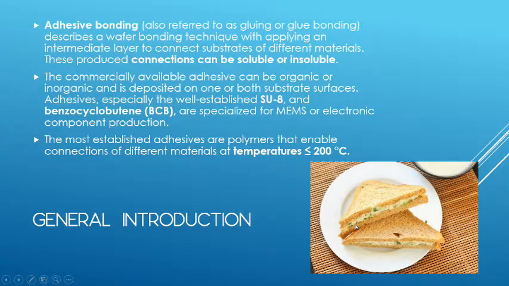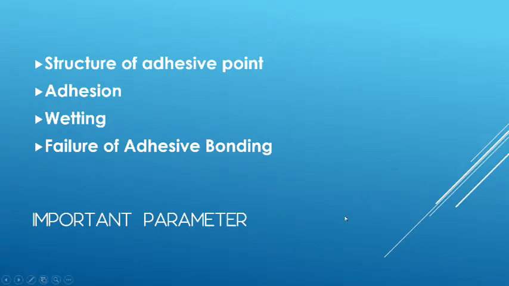The reason many people choose adhesive bonding is because it can be operated at low temperature, below 200 degrees Celsius. And the most established adhesives are polymers. There are four important parameters to produce high strength material. First, structure of adhesive joint. Second, adhesion, wetting, and last, failure of adhesive bonding.